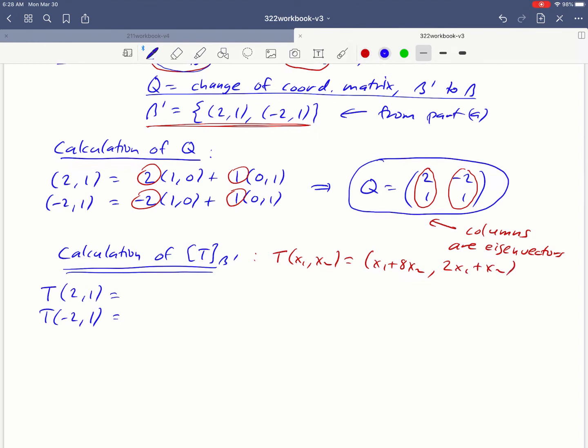All right, so help me out here. If we take T of 2, 1, we're going to plug in 2 for x1 and 1 for x2 into this formula. You can confirm my calculations and verify that this is going to be 10, 5. Okay, and then similarly plug in negative 2, 1 for x1 and x2. This time we're going to get 6, negative 3 out. And the question is, how do we write those two vectors as a combination of those same vectors in beta prime? So 2, 1 and negative 2, 1.